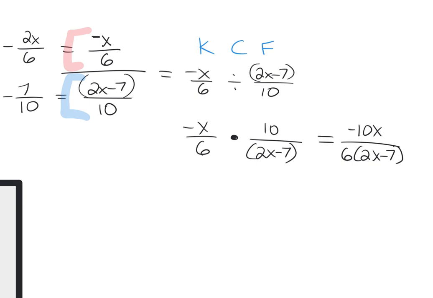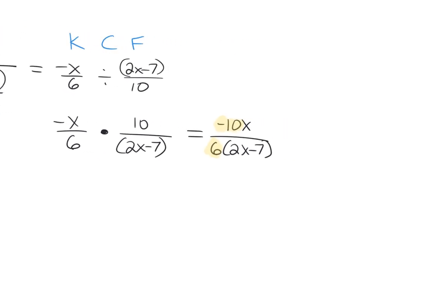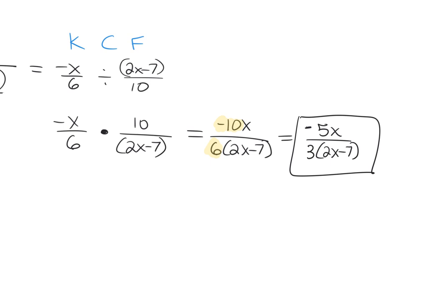Okay, if we look at this part, this negative 10 times x and this 6, I can reduce that negative 10 and 6. They're both just factors. They're not adding or subtracting with anything. So we can reduce them both by 2, right? So we would have negative 5x over 3 times 2x minus 7. That's the most I can reduce that guy down. And so I'll leave him like that.